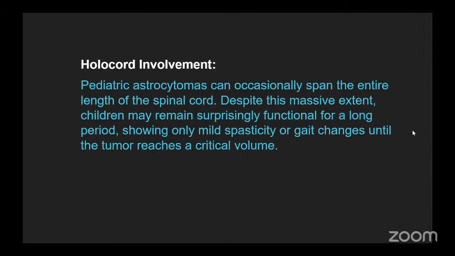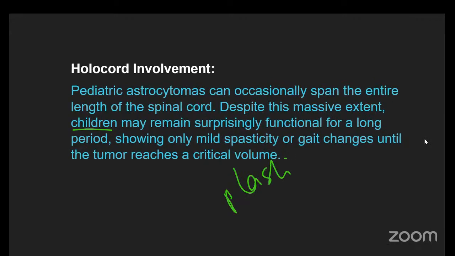Hollow cord involvement, I already mentioned. Pediatric astrocytomas can occasionally span the entire length of the spinal cord. And why do they remain functional? Because children have one thing which is called plasticity. It's a gift that adults do not have, or at least do not have in the same capacity. So a child may reach you very late, and a child may have extensive spinal cord involvement. Because of plasticity, they are still way more functional in comparison with an adult counterpart.